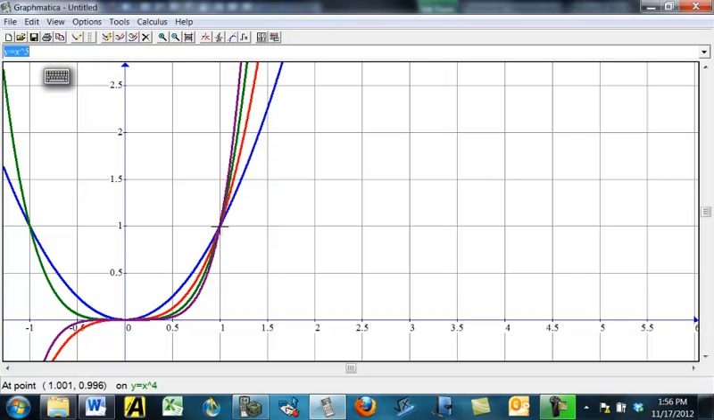Now notice that the basic ones go through (1, 1) and (0, 0). And between 0 and 1, the bigger power is on the bottom. When you get to the right of 1, of course they're all the same there at 1. But when you get to the right of 1, the bigger power is bigger.